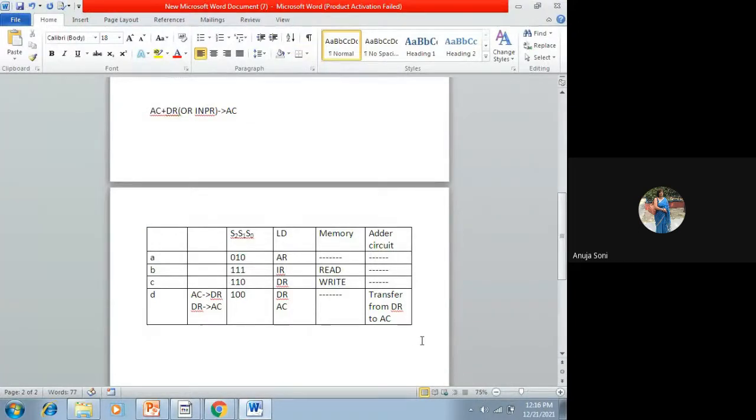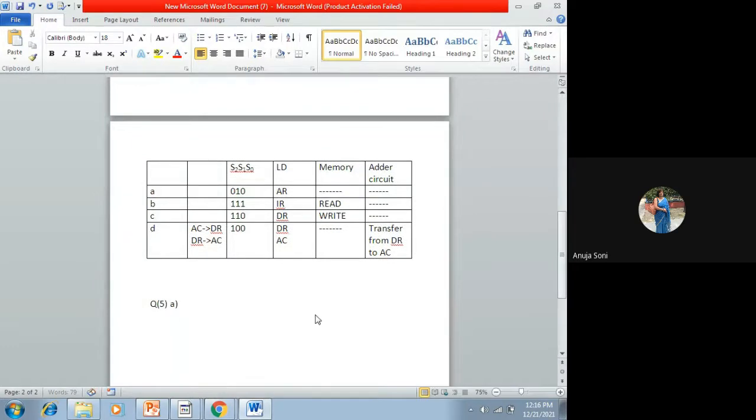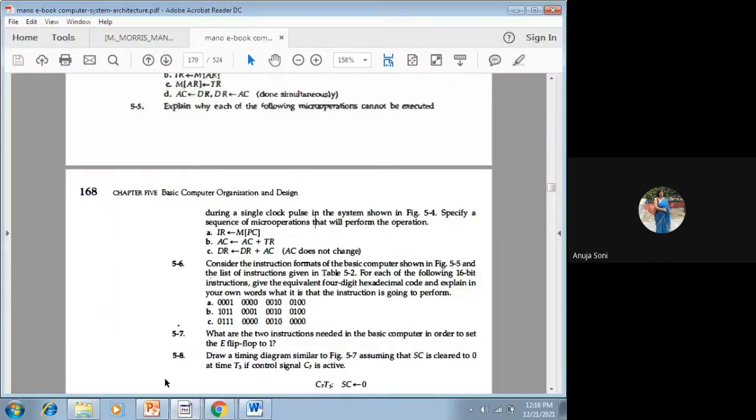Regarding question number 5A part. Ma'am, should I just give the theory answer? No, you have to break it down in terms of micro operations, in terms of smaller register transfer statements. What is given? You are given that you have to transfer data from M of PC to the register mentioned in the question, IR.